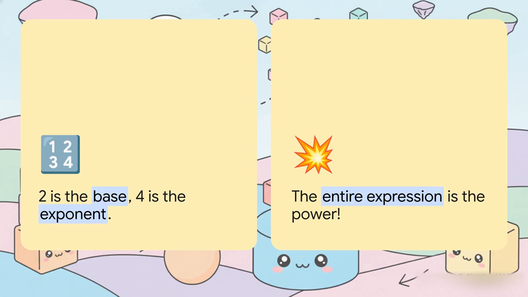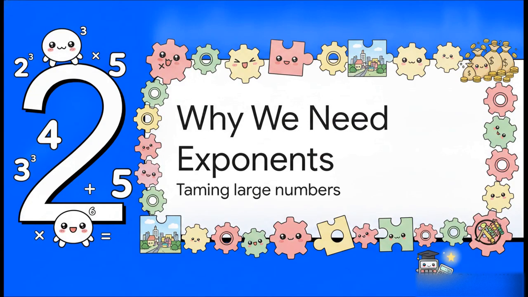Technically, we should read this as 2 raised to the power of 4. But, over time, people just got lazy and started pointing to the little 4 and calling it the power. But now, you know the real secret. Section 2. Why we need exponents.